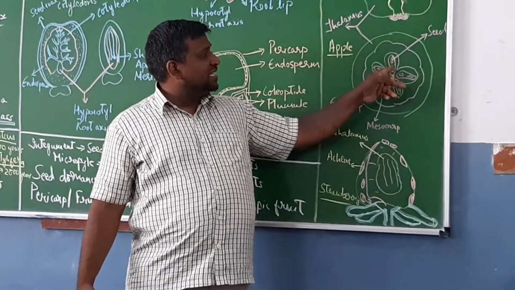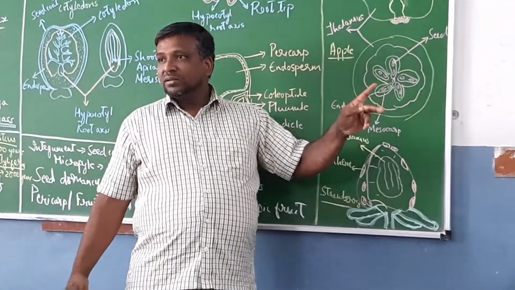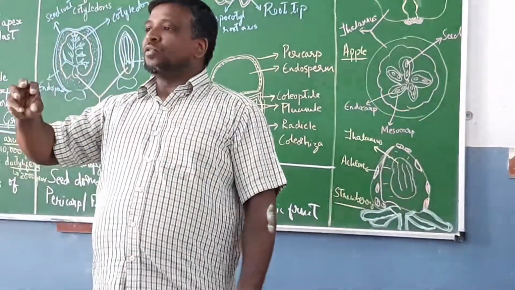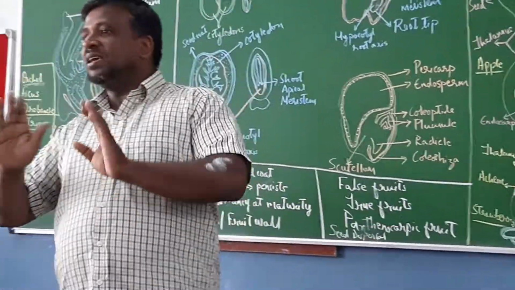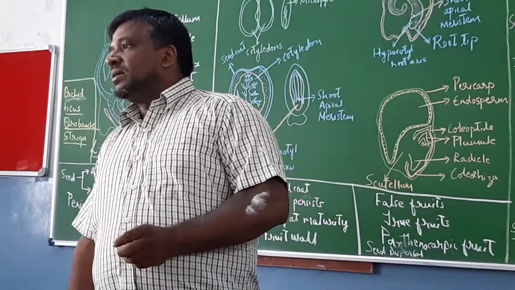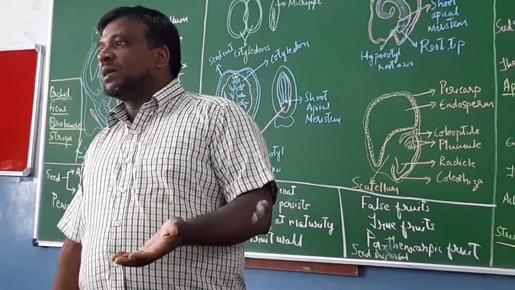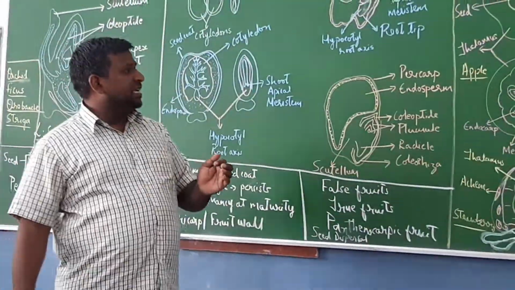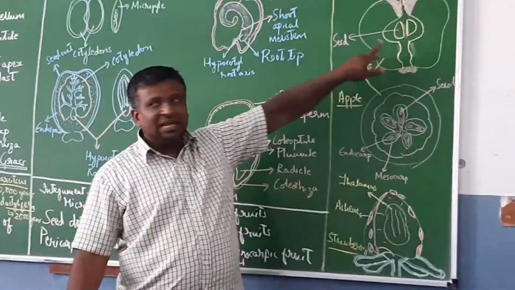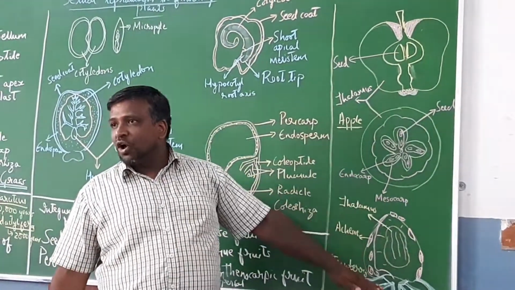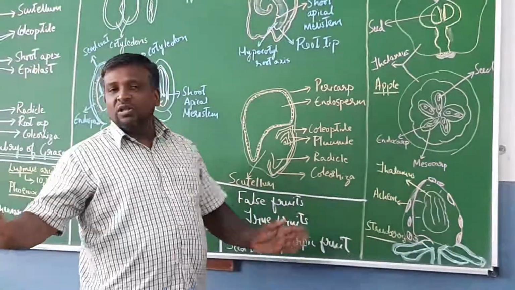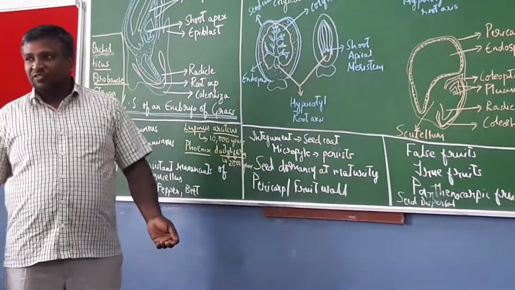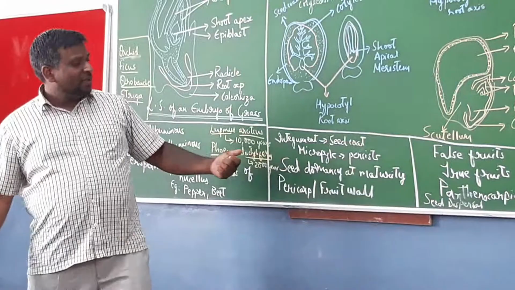So what are these? These are the seeds. This core of the apple is nothing but the genuine fruit, and we are throwing it away and eating the fleshy, edible receptacle or thalamus. It's an inferior ovary. That's the reason the ovary is deep-seated. So both of these are examples of false fruit. Strawberry is also an example of false fruit. We are not eating the ovary, we are eating a different structure apart from the ovary. So we call such fruits false fruit.